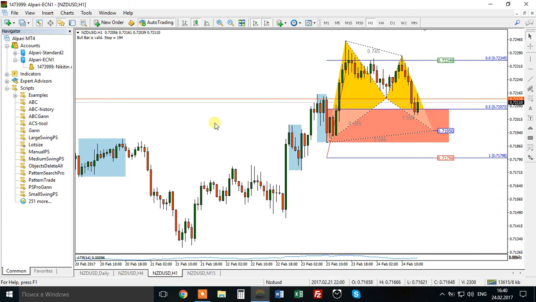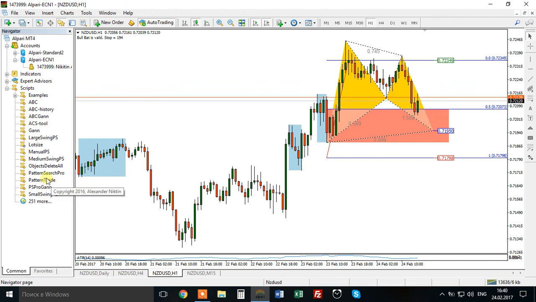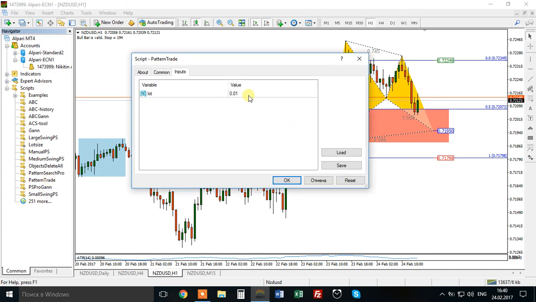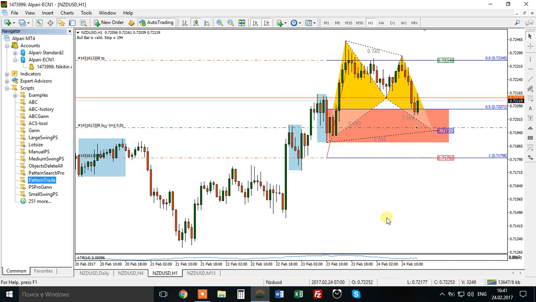What I'm going to do? Well, let me place some trade. For example, this one micro lot. I want to show you how I do the trading. I run my pattern trade, and it is asking me how much I'm going to risk, and I say, okay, let it be one micro lot. And then I press OK. Boom. You see, it appears.